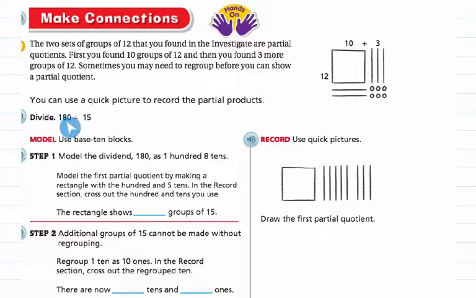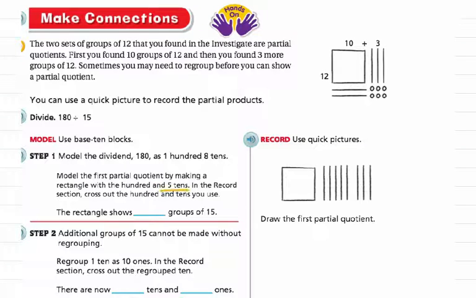Divide 180 divided by 15. So it says model, use base 10 pieces. Step 1, model the dividend. 180 as 1 hundred and 8 tens. So we see we have 100 and then we have 5 tens, 3 more tens is 8 tens. It says model the first partial quotient by making a rectangle with the 100 and 5 tens.